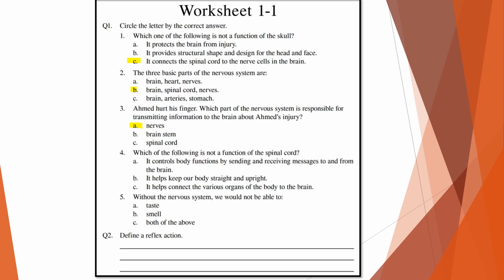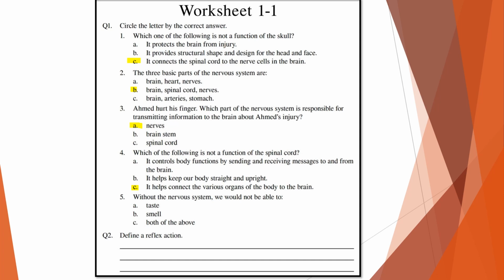The fourth statement is, which of the following is not a function of the spinal cord? Option A, it controls body functions by sending and receiving messages to and from the brain. Option B, it helps keep our body straight and upright. Option C, it helps connect the various organs of the body to the brain. And the correct option is option C.